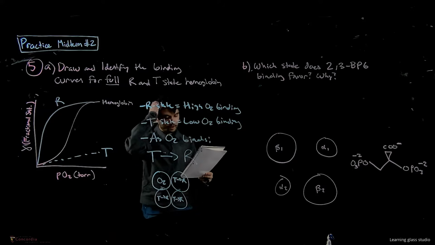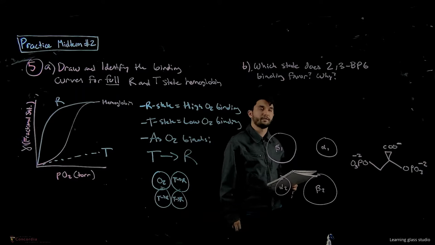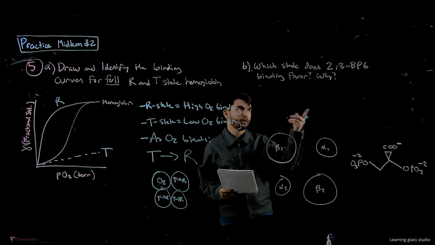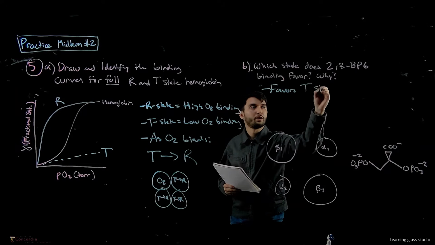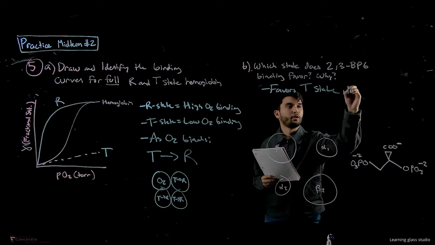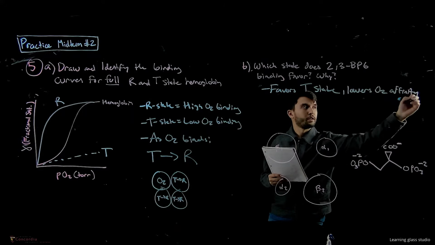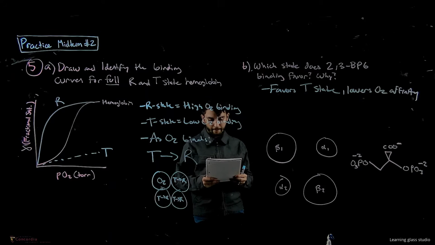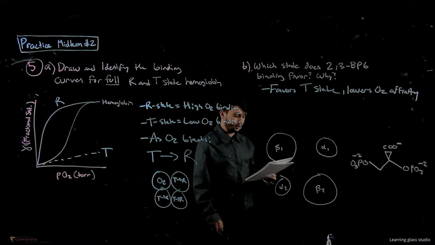All right. Now looking at the next question, which state does 2,3-biphosphoglycerate binding favor and why? We should know that 2,3-biphosphoglycerate, 2,3-BPG, favors the T state. Because of this, it lowers O2 binding affinity, so it's less likely to bind oxygen. And this facilitates the release of oxygen to the tissues.